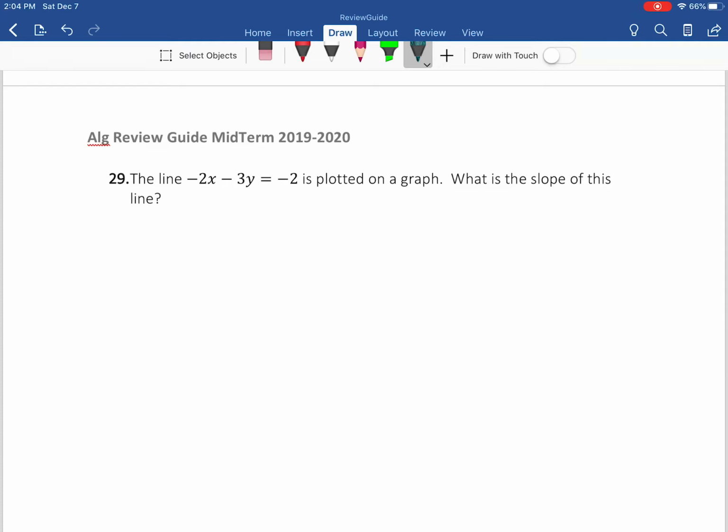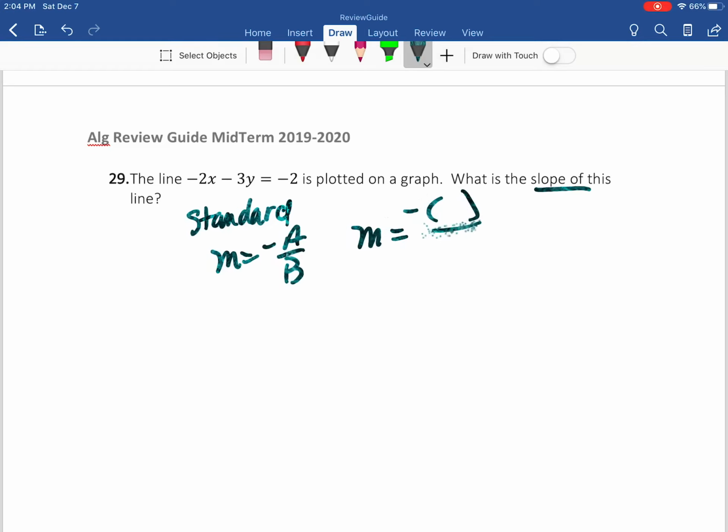Number 29, the line given to us is plotted on the graph. What is the slope of this? You can do this 2 ways. We can put this in slope-intercept form, or, if I remember, because this is in standard form, our slope is equal to negative a over b. Our a is in front of the x, and our b is in front of the y. So m is equal to negative a over b. Our a is negative 2, and our b is negative 3. So negative times a negative is positive, that becomes just 2. But this is negative 3, so our slope is negative 2/3.